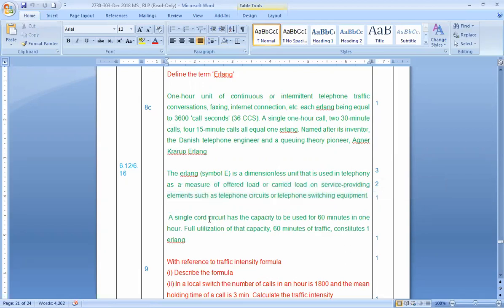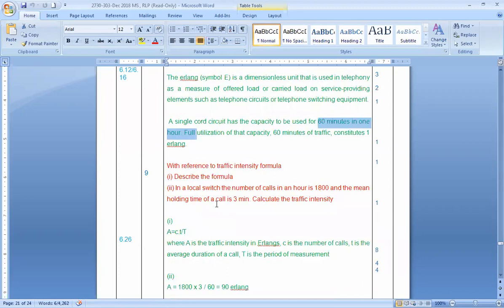A single circuit has the capacity to be used for 60 minutes in one hour, so we base calculations on this one-hour duration. Full utilization of that capacity, which is 60 minutes of traffic, constitutes 1 Erlang. So if I'm using the traffic for one hour, that is 60 minutes, then it's 1 Erlang. Erlang talks about the load-carrying capacity of the network, and it helps us understand the performance.